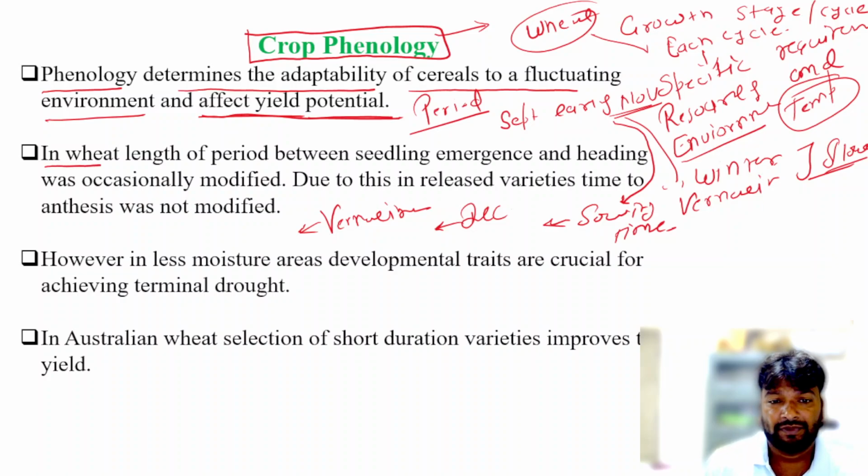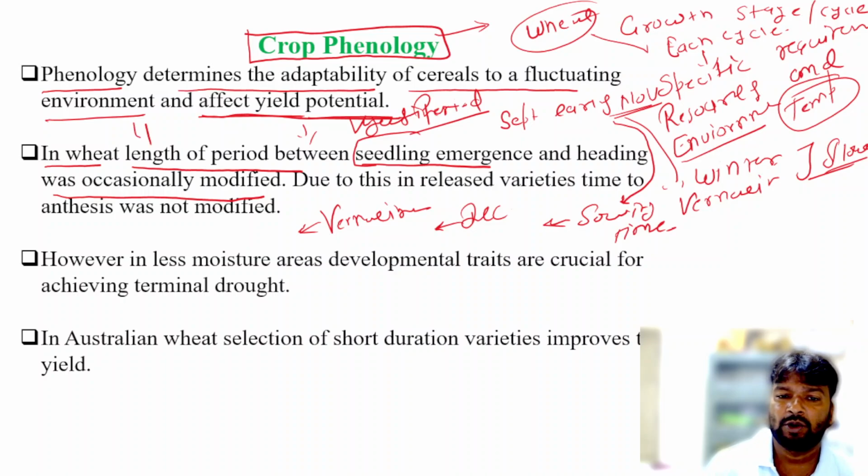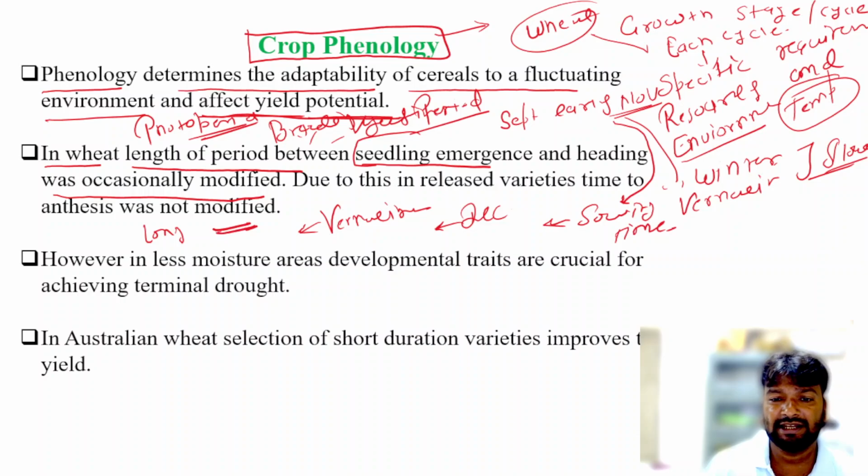So in wheat, the length of the period between seedling emergence and heading is occasionally modified. Okay, so the period of seedling emergence, meaning the vegetative phase, is generally changed by some photoperiod genes. Okay, or by breeding approaches, crossing long duration or short duration varieties, but the time to anthesis was not modified.